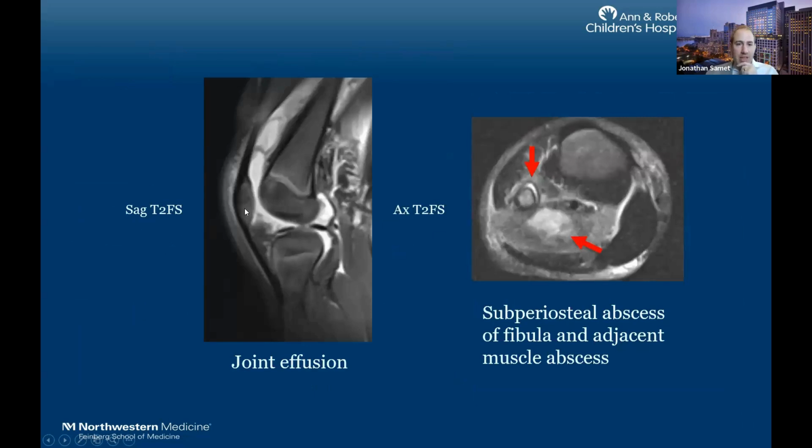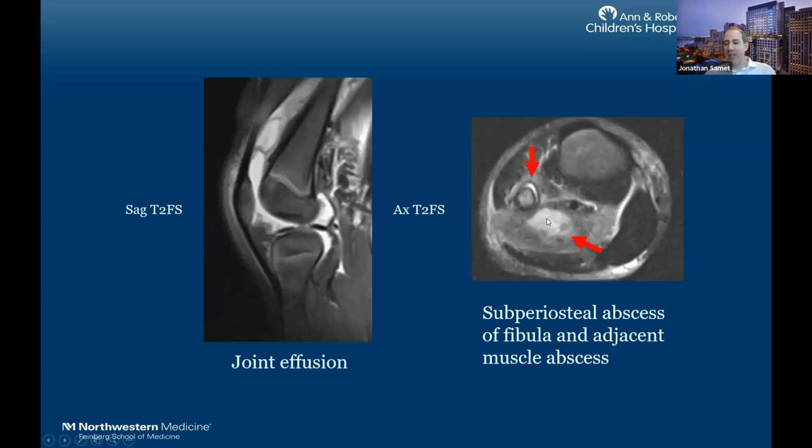Here's an example of a joint effusion, right? On this rapid sequence. Very obvious to see, don't need contrast. This is an example of 2 pathologies that you can actually see. We have a subperiosteal abscess of the fibula, and we have an intramuscular abscess here.